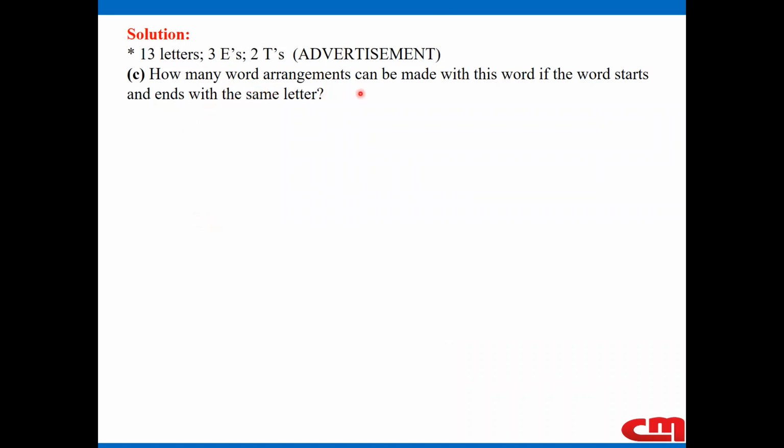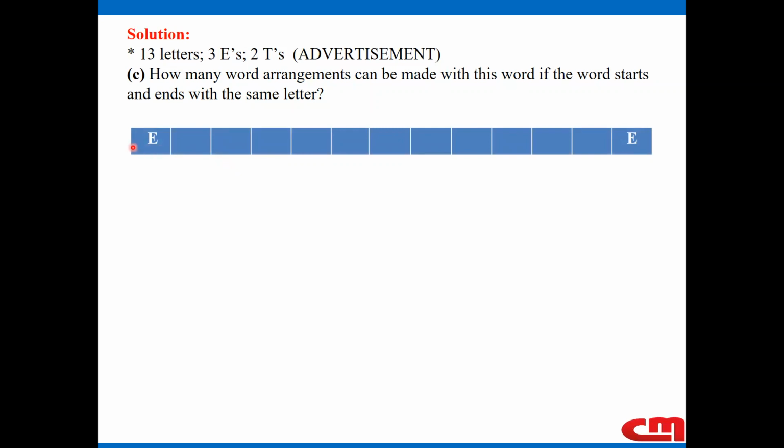How many word arrangements can be made with this word if the word starts and ends with the same letter? Right here, when you have a word starting with a given letter and ending with the same letter, then in the word advertisement, you only have to look at those letters that are repeating, that have more than one. You cannot look at A because the A is just alone, but we have the E and the T. We can have such a situation where the word starts with the E and ends with the E, or starts with the T and ends with the T, right?